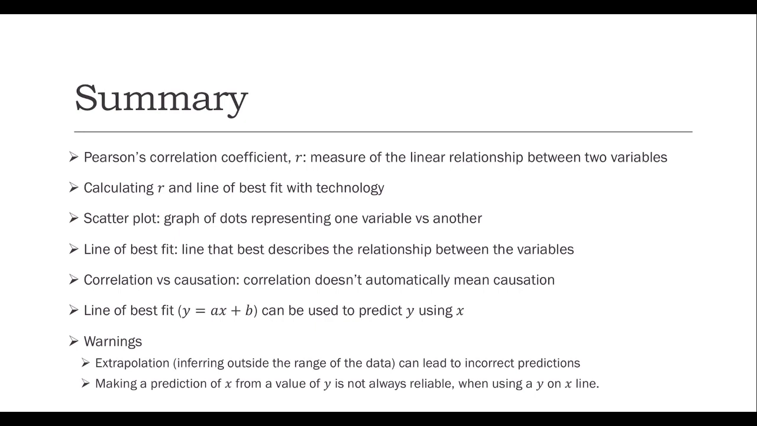And we learned two warnings. Extrapolation, inferring outside of the range of the data, can lead to incorrect predictions. And making a prediction of x from the value of y is not always reliable when using a y on x line.